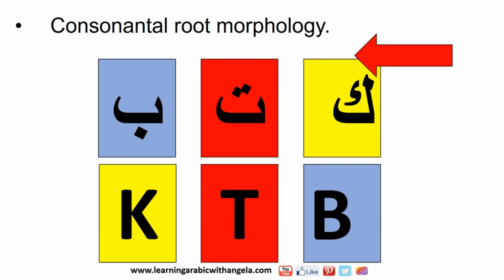Another proto-Semitic feature of Arabic is its root system. For example, the letters ka, ta, ba form the word kataba, which is a root word from which all that is related to writing is derived. The verb kataba means to write.